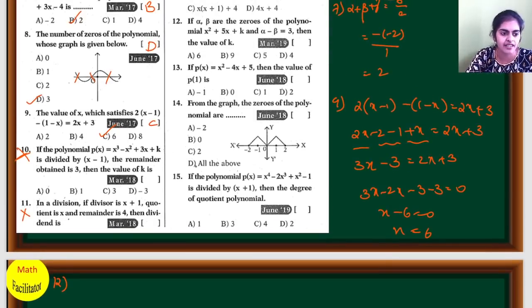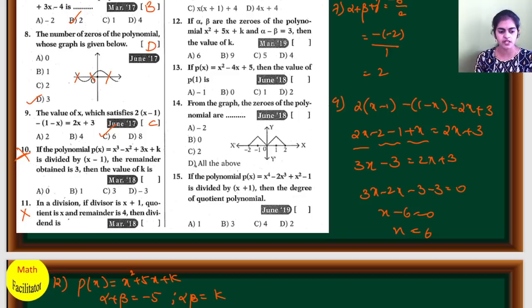Question number 12: alpha and beta are the zeros of the polynomial x square plus 5x plus k. The polynomial given is x square plus 5x plus k. Alpha and beta are the zeros of this. So what is the sum of the zeros? Sum of the zeros is minus b by a. So minus b by a is minus 5 by 1, which is minus 5. Product of the zeros is c by a. In the place of c you have k.